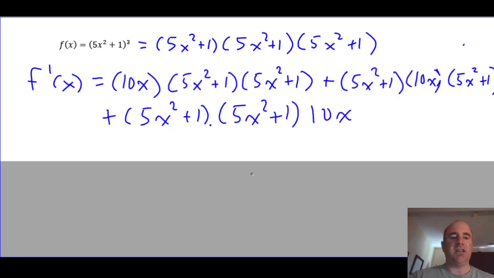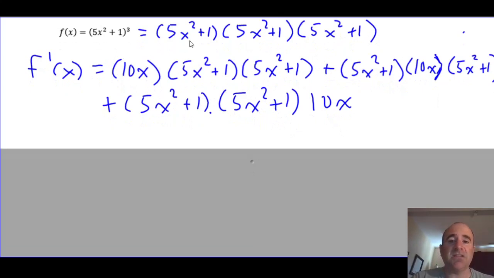Just like that. I know this is a little bit silly, but I always think of it as each of these factors gets a turn at being the derivative. I get to be the derivative first, 10x, times the other 2. Now I get to be the derivative times the other 2. Now I get to be the derivative times the other 2.